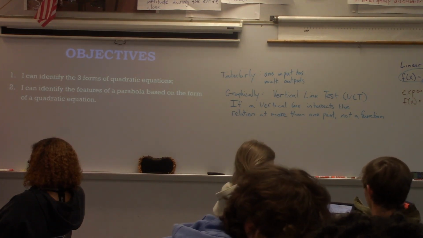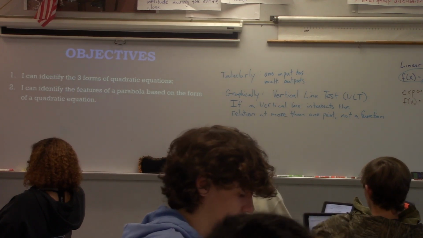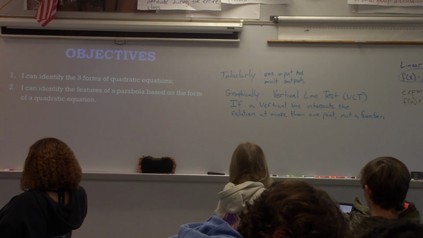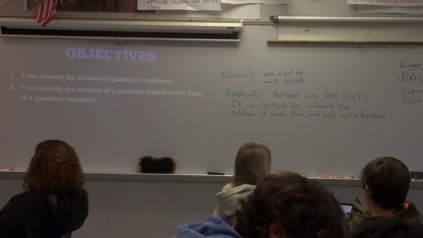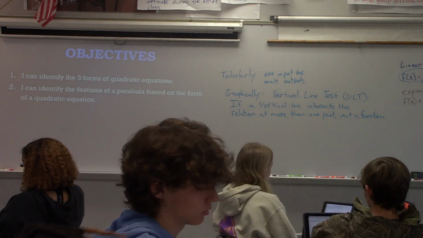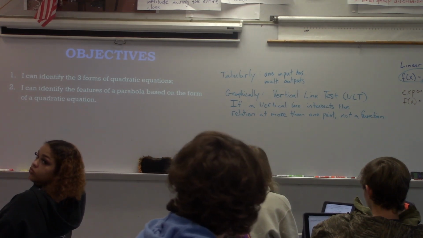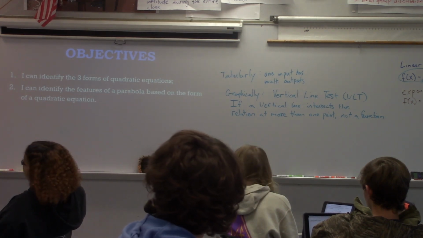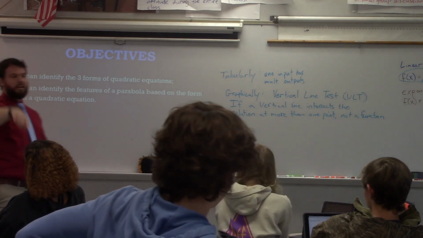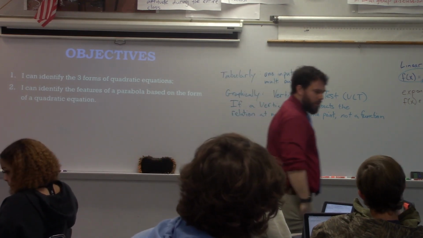And then, can I get someone to read the second objective? Go for it, Lily. I can identify the features of a parabola based on the form of a quadratic equation. So what are some of the features of a parabola that we could look at that we already know about, right? What is she saying, guys? Concavity, right? Concave down or concave up. David, you said one. What was it? Vertex.